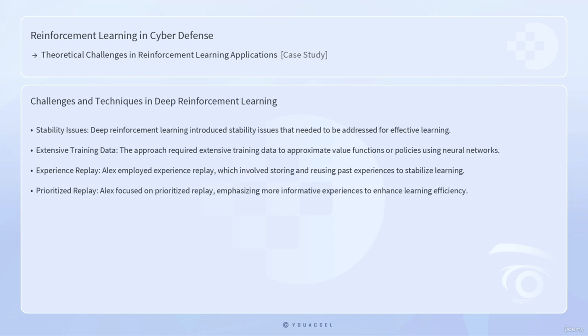Deep reinforcement learning was adopted to approximate value functions or policies using neural networks. However, this introduced its own set of challenges, including stability issues and the need for extensive training data. To mitigate these challenges, Alex employed techniques like experience replay, which involved storing and reusing past experiences to stabilize learning, and prioritized replay, which focused on more informative experiences to enhance learning efficiency.